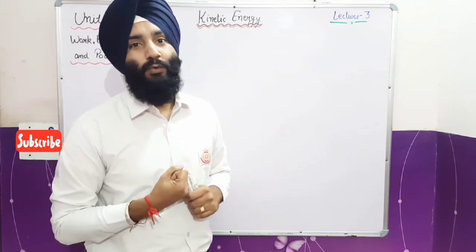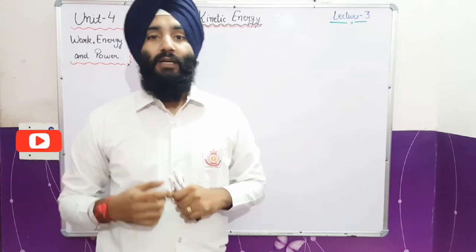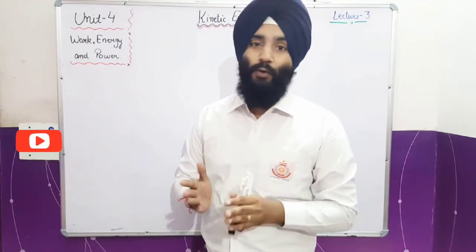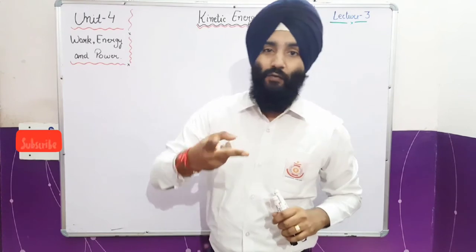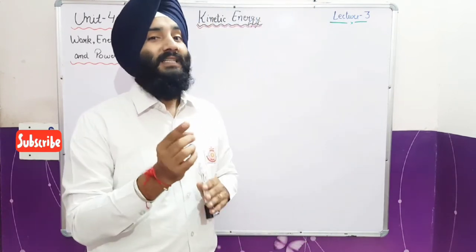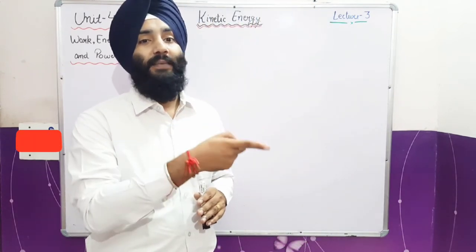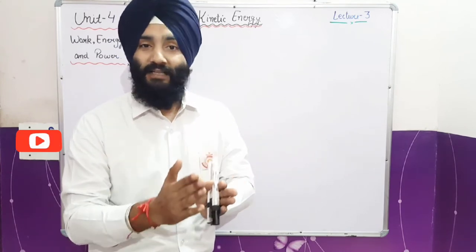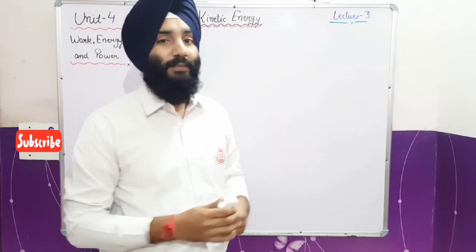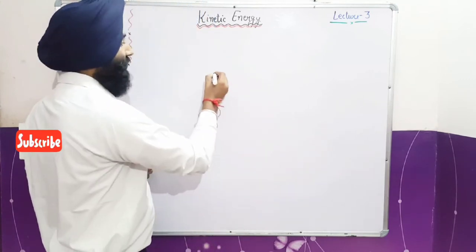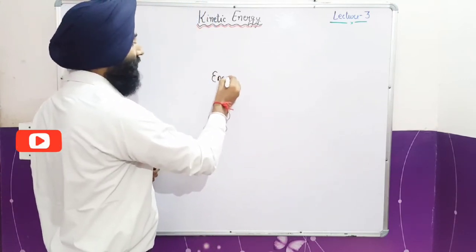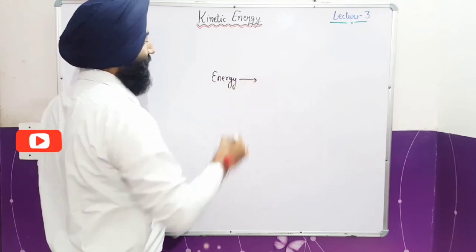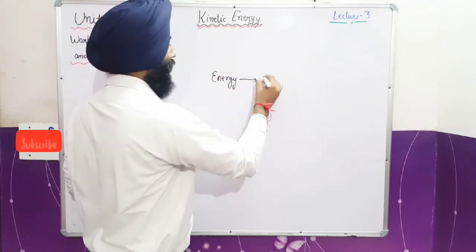So how can we calculate the amount of energy? We can simply calculate the amount of energy by calculating the work done. It means the dimension of work done is the same as the dimension of energy, because energy is the measurement of the amount of work done. So if we are talking about energy, we simply have to calculate the work done of the body, then we will be able to find out the energy of that body.